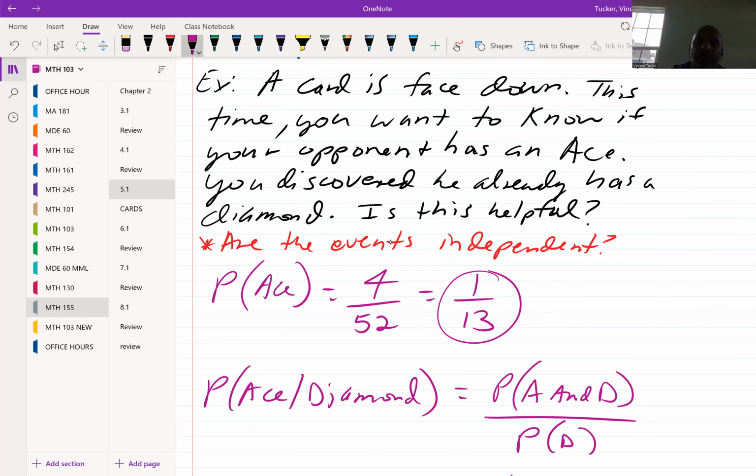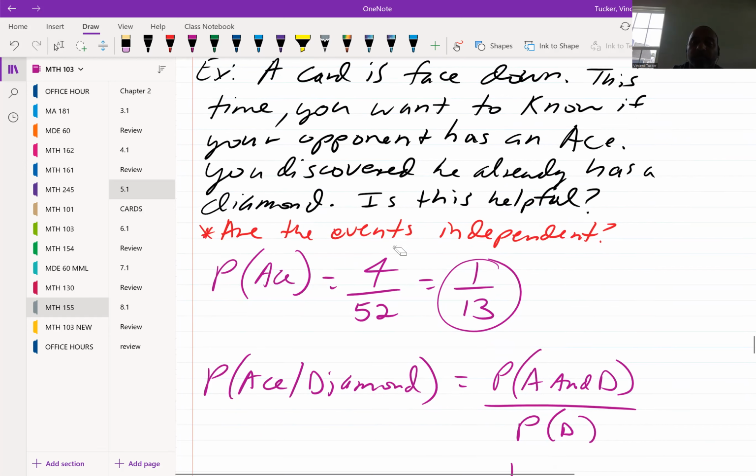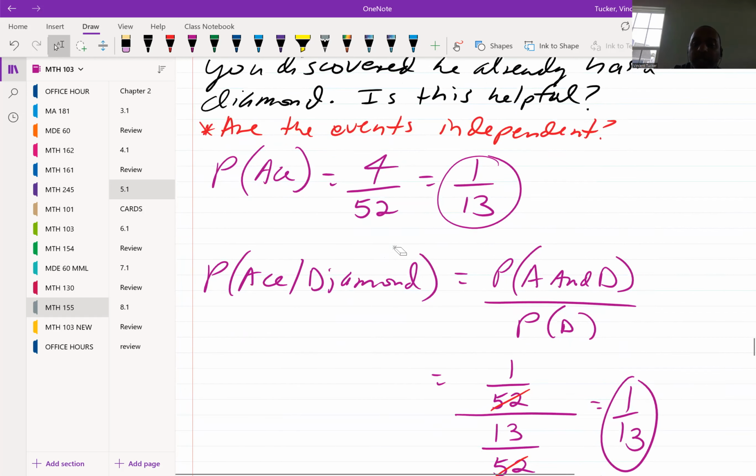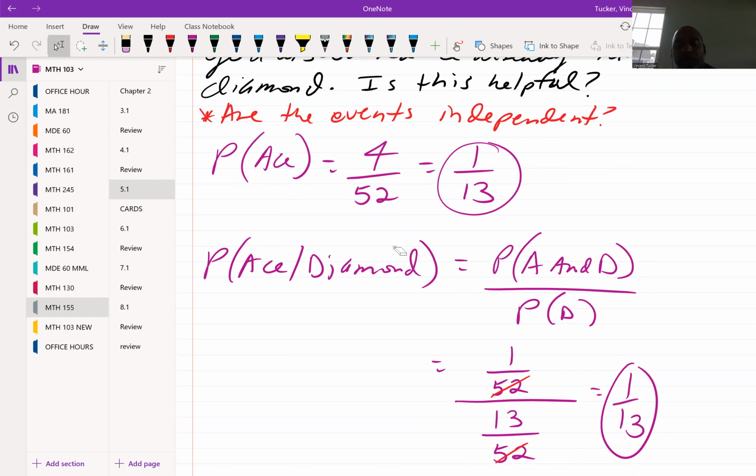So we want to know the probability of getting an ace, given that you know the person has a diamond. So we're right here, the probability of an ace and a diamond over the probability of a diamond. Remember, this one always goes on the bottom. So there's only one ace that's a diamond. We have the ace of diamonds. And then there are 13 diamonds in the deck. So reduce that, and that gives us 1 over 13.